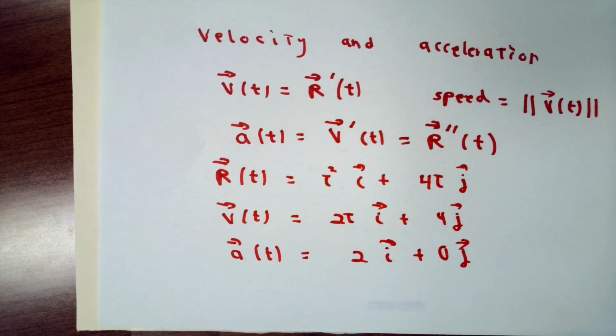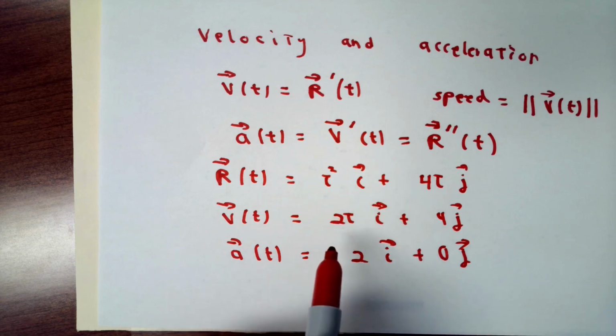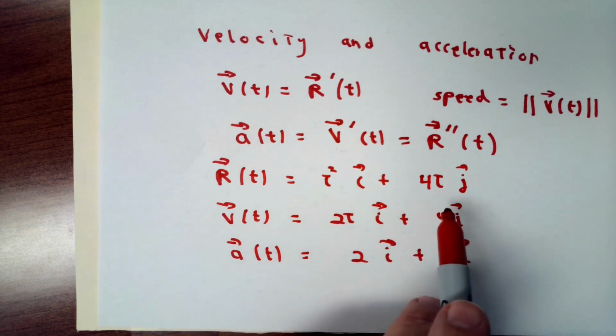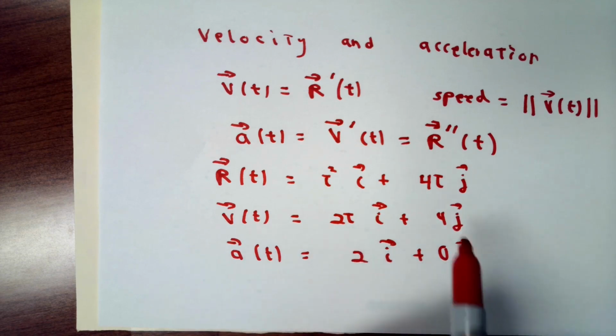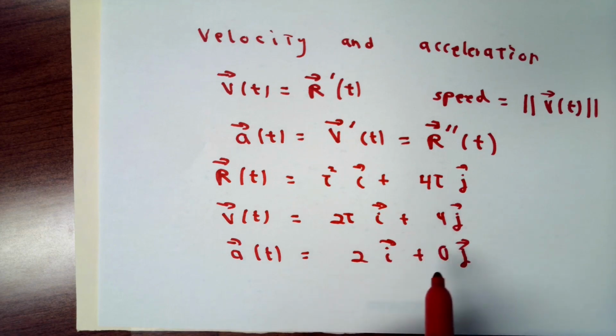For example, if my vector-valued function is r of t equals t squared i plus 4t j, the velocity vector is the derivative of that. The derivative of t squared is 2t. The derivative of 4t is the constant 4. The acceleration is the derivative of the velocity vector. The derivative of 2t is 2. The derivative of the constant 4 is 0. This is a constant acceleration because of the t squared.